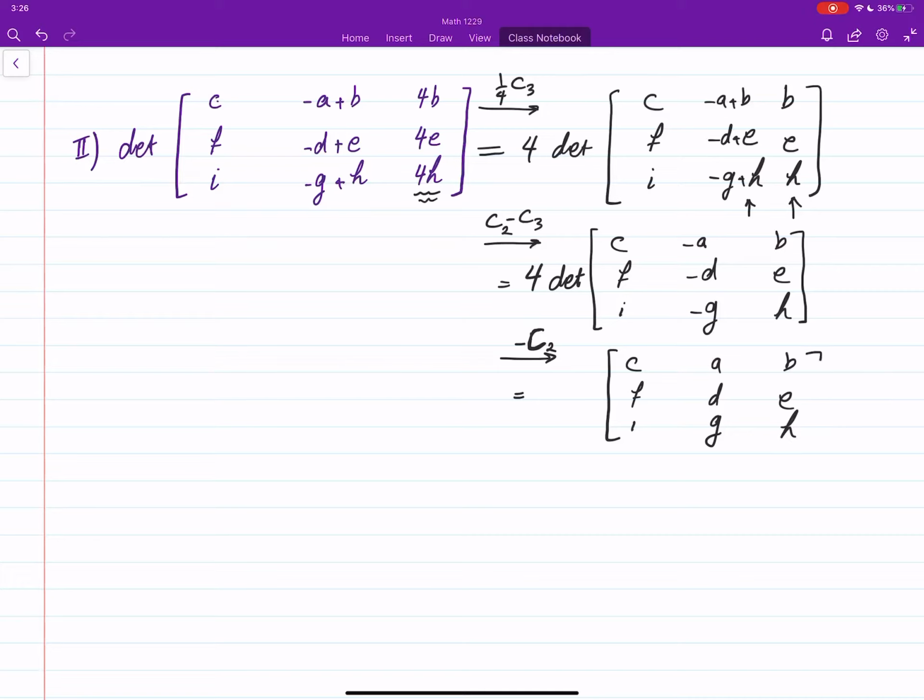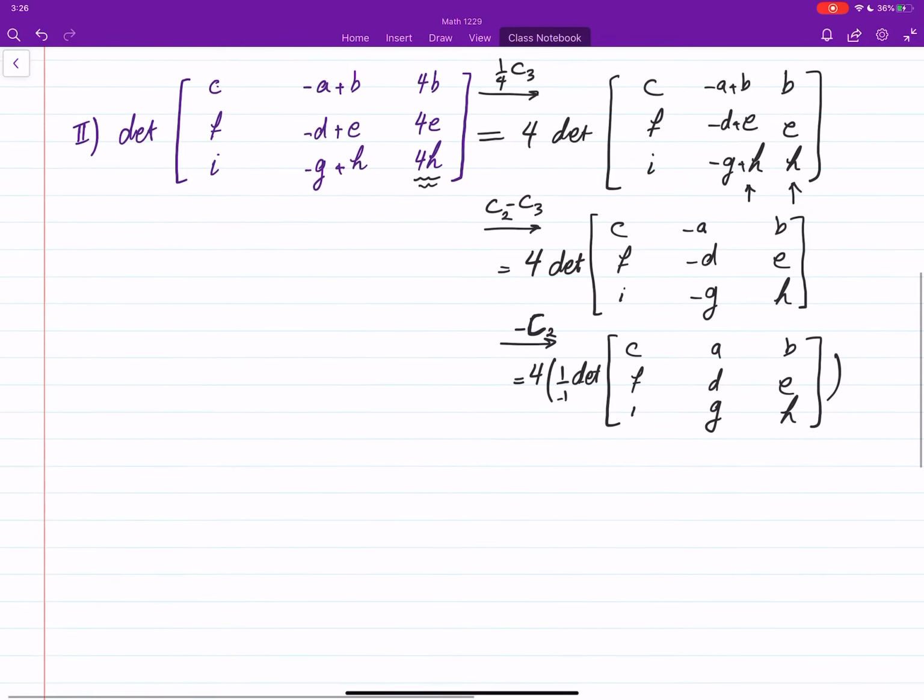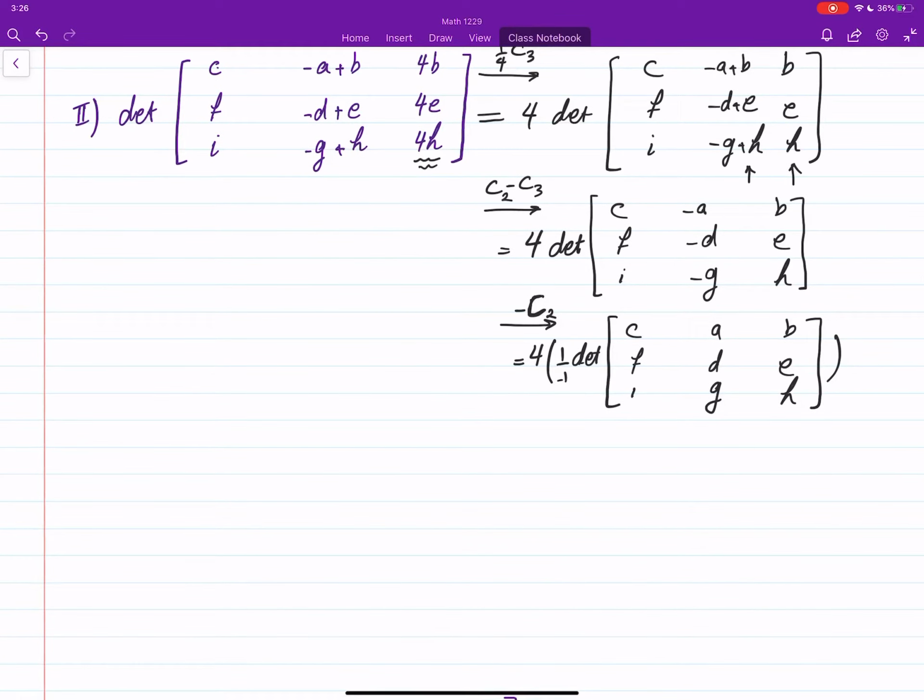C, F, I, A, D, G, B, E, H. Very nice. But when you do that, your determinant will be multiplied by its inverse. And don't forget to bring that 4 down. Now everything's almost there. We need to interchange some columns here. So interchange column 2 and column 1, and this will give us A, D, G, C, F, I, B, E, H.